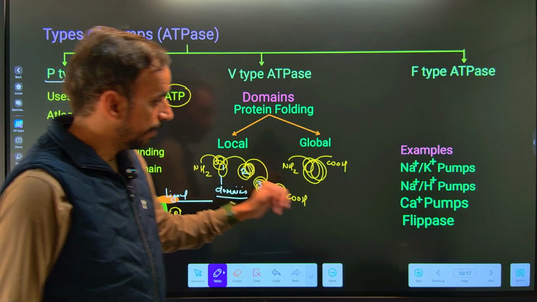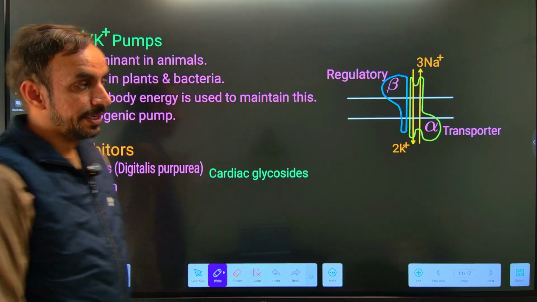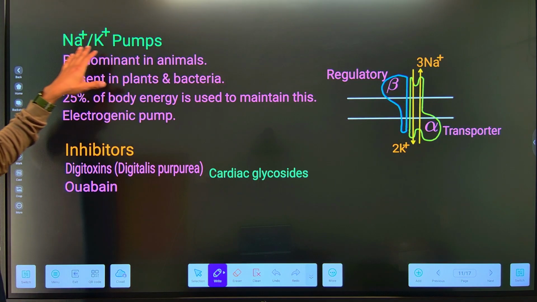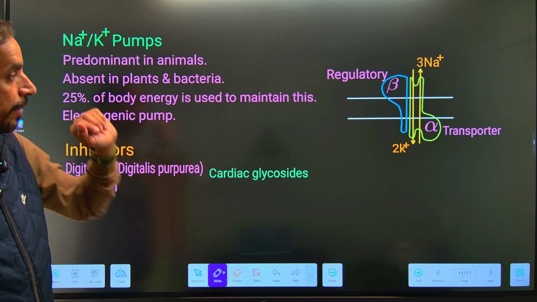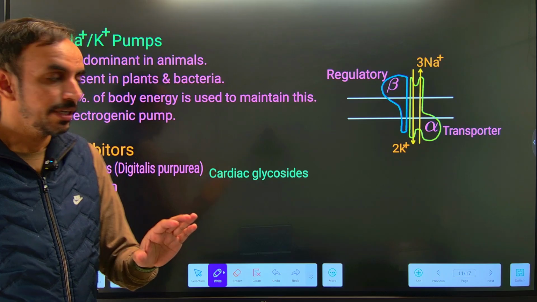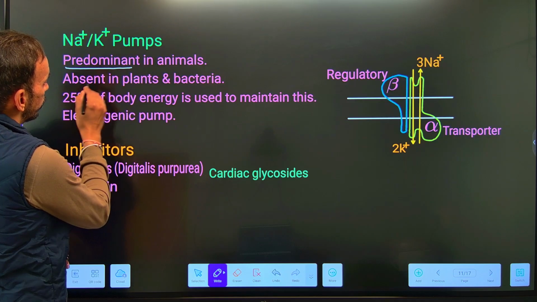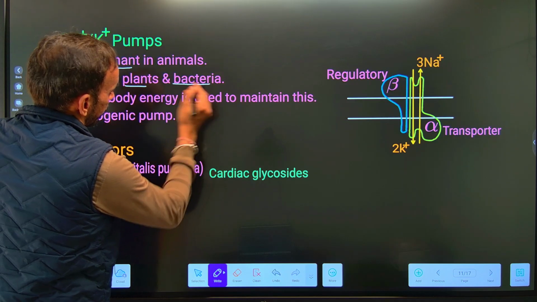So ये कुछ examples हैं, कुछ examples को अपन यहाँ पे देखते हैं. First example we have taken the sodium potassium pump. It is the most important pump in animals. So it is predominant in animals. It is absent in case of plants and bacteria.